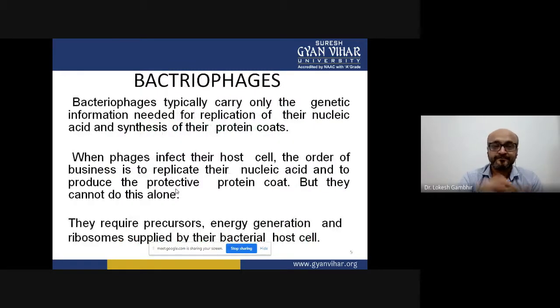So you see, bacteriophages carry the genetic information that is required for their own replication and increasing their number. The information required for regulating the life cycle, as well as the protein code, the complete information is coded in their genome. So when they infect the host cell, their primary work is to replicate their own nucleic acid, first of all hijacking the machinery, and then also produce their complete protective protein code.